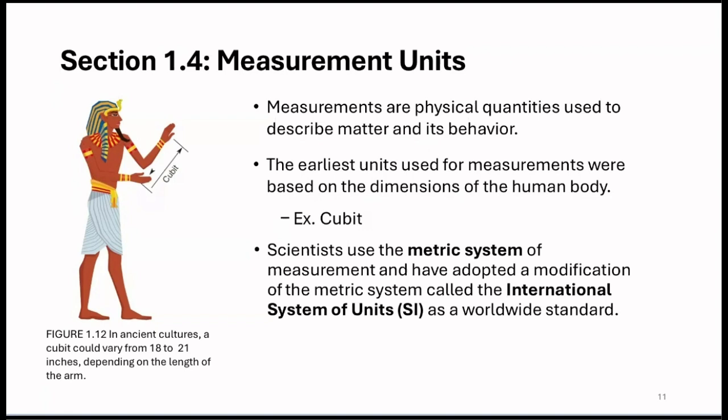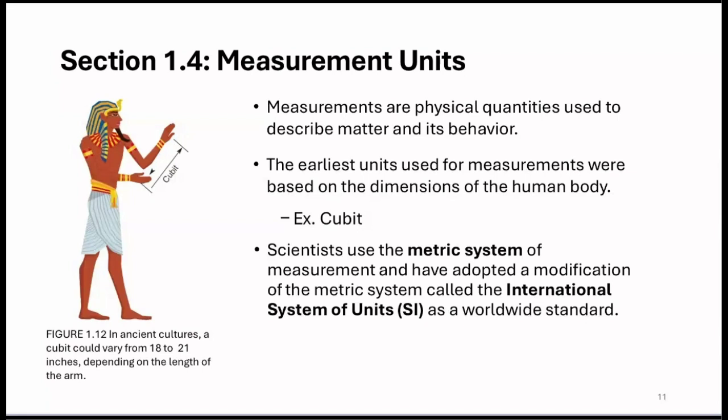They would select a leader and measure that person's arm from the elbow to the tip of the middle finger, and that would be the unit specifically for the cubit. What this created was a variation in the actual unit of measurement, because since it was dependent on the person's length of the arm, as I just described, the cubit could vary anywhere from 18 to 21 inches.